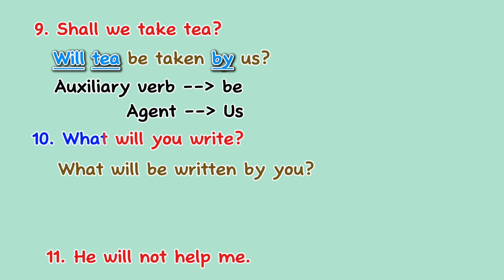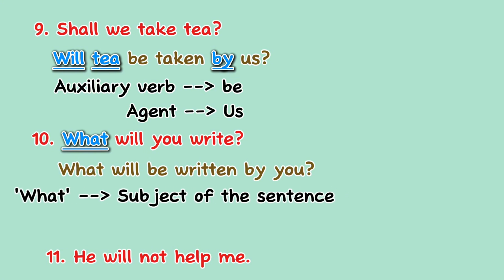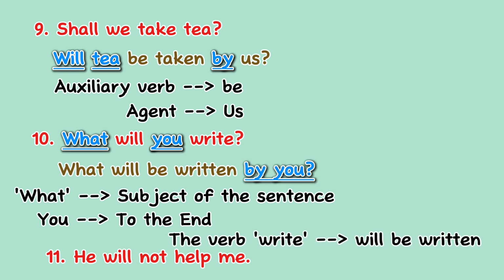This structure retains the focus on the action of taking tea and its recipient, while also posing it as an inquiry. What will you write? The answer is: What will be written by you? To convert this into the passive voice, the object what becomes the subject of the sentence, and the original subject you is moved to the end, introduced by "by." The verb write is transformed into the passive form will be written. This maintains the question form while shifting the focus to what will be written. Thus, the passive sentence reads, "What will be written by you?"